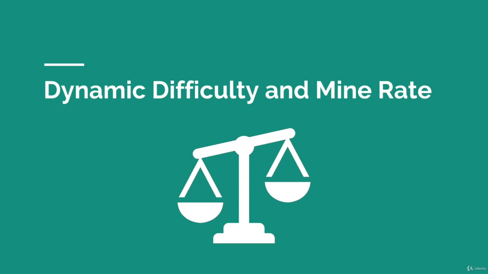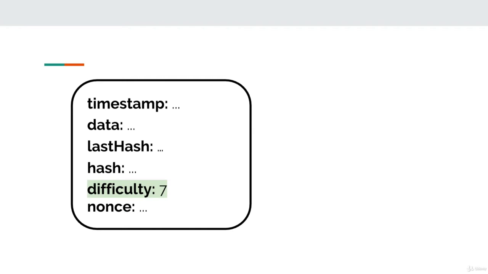To achieve this, we already have the difficulty attribute for each block. In addition to this, we'll also introduce a global time value called the mine rate, which represents the rate at which we want blocks to be added to the chain. Overall, the difficulty adjustment system is going to work like this.